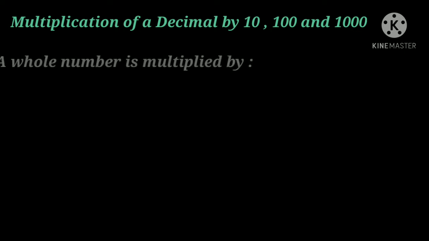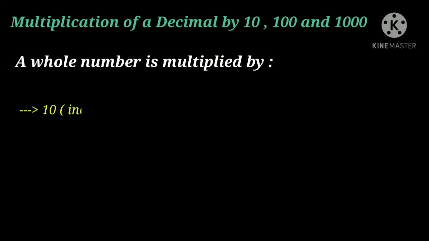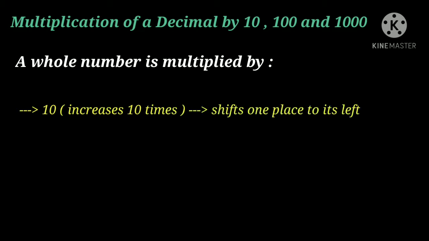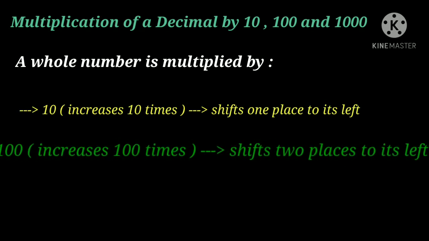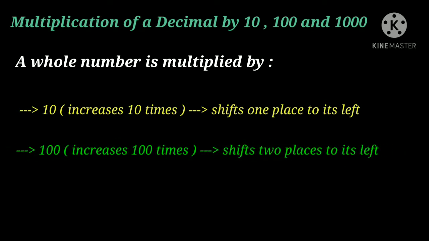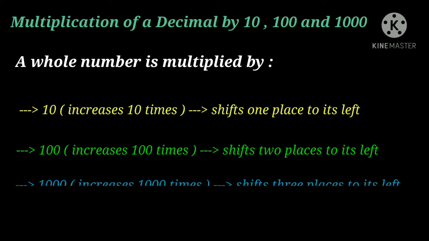We know that when a whole number is multiplied by 10, its value increases 10 times and it shifts one place to the left on the place value chart. When a whole number is multiplied by 100, its value increases 100 times and it shifts two places to its left on the place value chart. Like 10 and 100, when a whole number is multiplied by 1000, its value increases 1000 times and it shifts 3 places to its left on the place value chart.